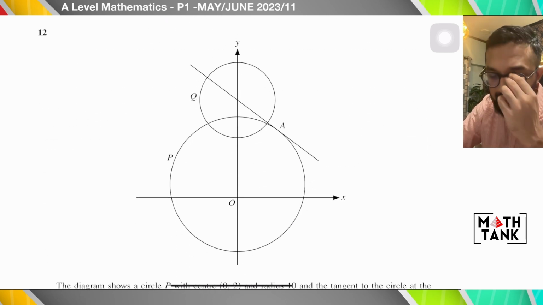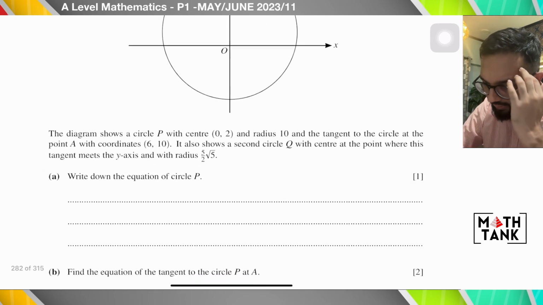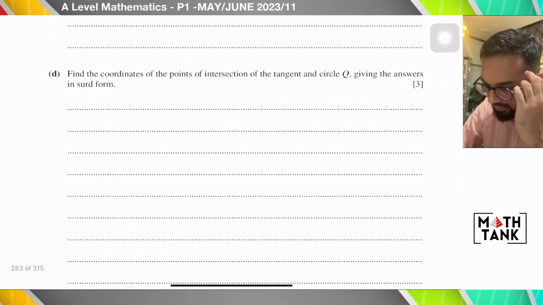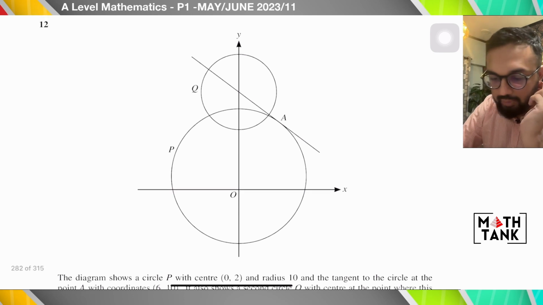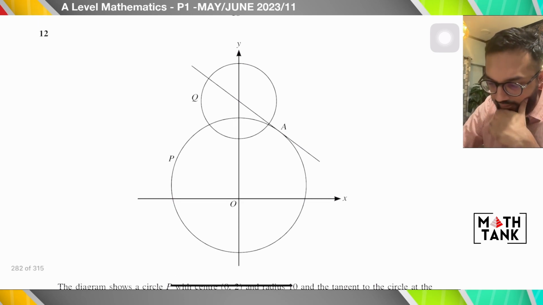Okay, question number 12 looks like a question on circles, so it's a little complicated and also has a lot of parts. So let's quickly get done with that, and that should bring us to the end of the exam.